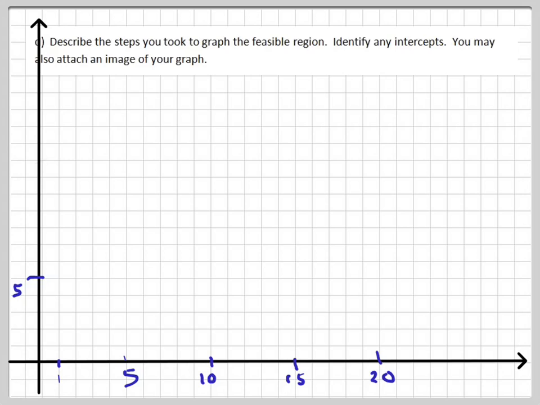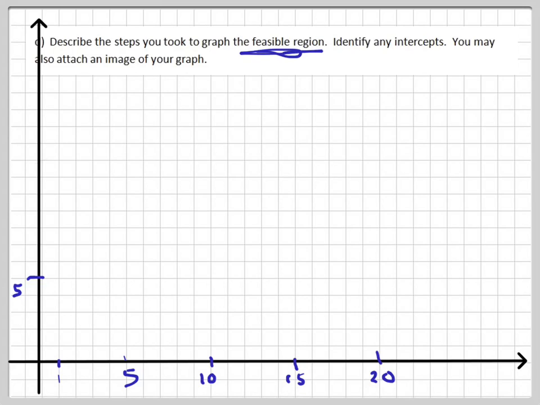Okay, and then in the next step, we need to graph the feasible region, and I've just asked you to describe the steps you took to graph this. You don't need to submit your graph, but if you choose to, then you can certainly just submit the image of the graph instead of describing how you graphed it. So it's up to you, one option or the other. Okay, so if we're graphing this, I'll go through those steps with you, and then you would basically just describe everything that we're doing in this step.